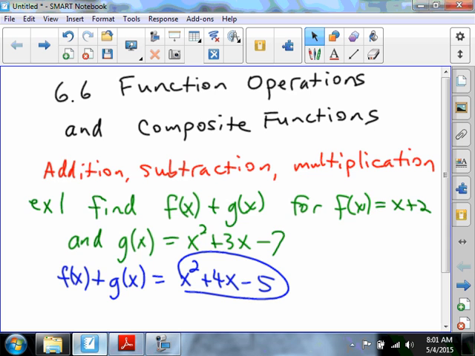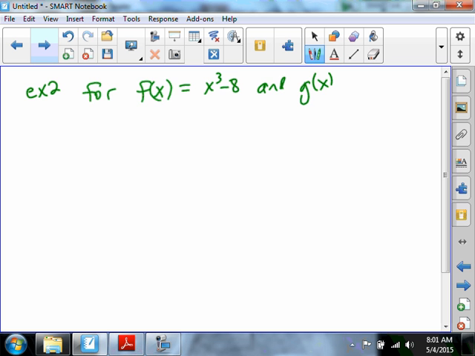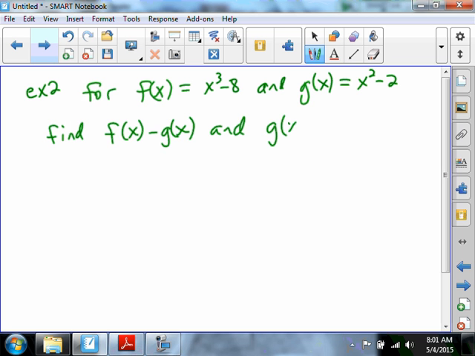Okay, well, let's go to example 2. For f of x equals x cubed minus 8, and g of x equals x squared minus 2, find f of x minus g of x and g of x minus f of x. Before we go finding both of these, are they going to be the same or different, the answers?